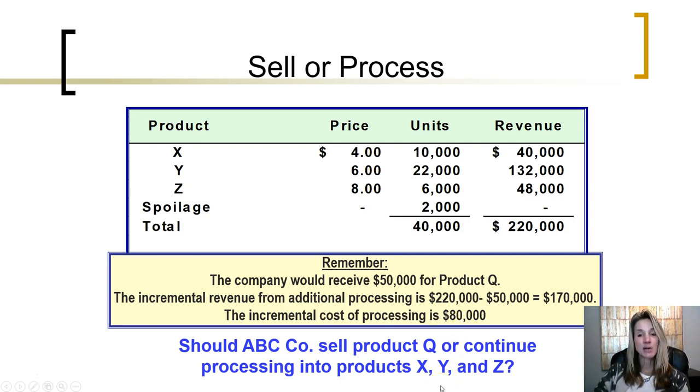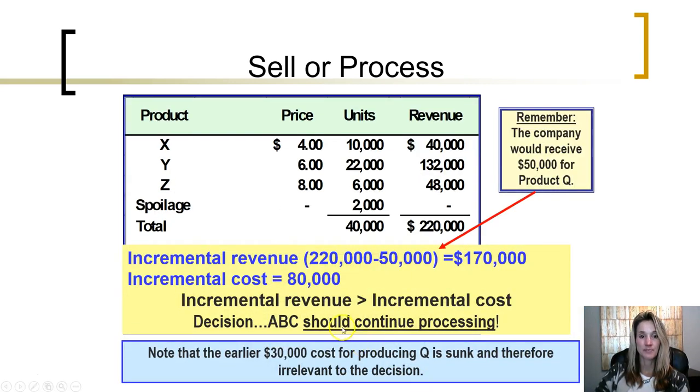Should ABC go ahead and sell product Q as is, or continue the processing to get to products X, Y, and Z? Looking at the additional revenues of $220,000 and the incremental cost of $80,000, because the incremental revenues exceed the incremental costs, ABC should continue processing.